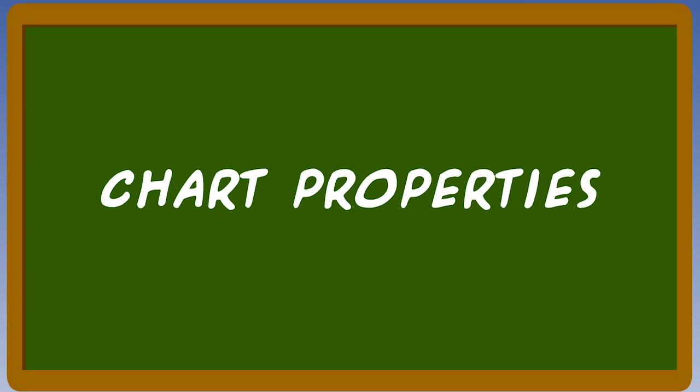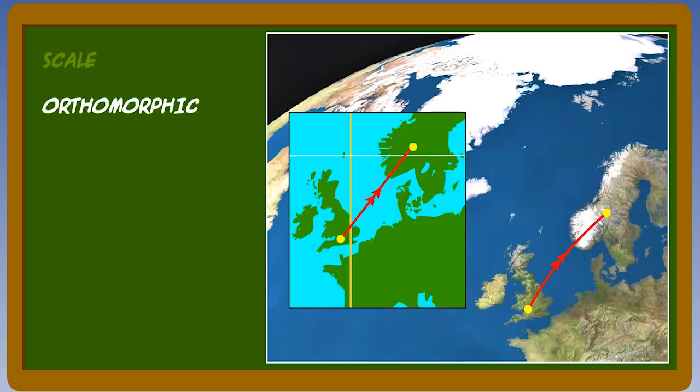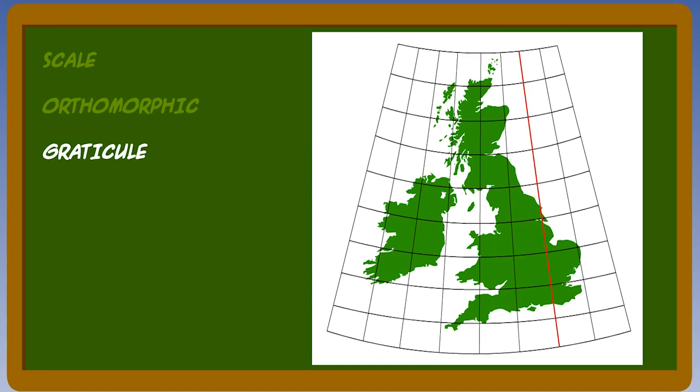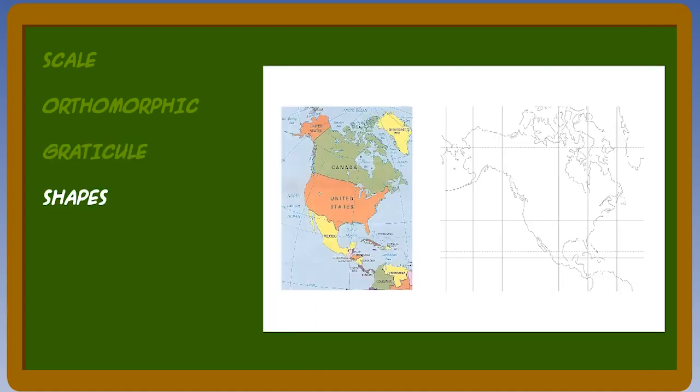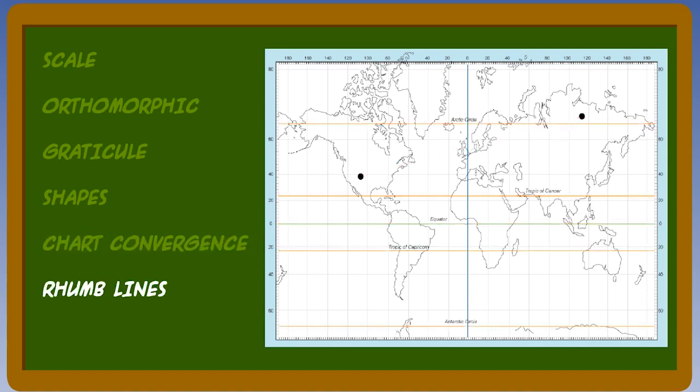The properties that we will examine when comparing the four types of chart projection will be the scale, where it is correct and how it varies over the chart, whether it is orthomorphic, the appearance of the graticule, are meridians of longitude and parallels of latitude straight or curved, are they parallel or divergent, and so on, whether the projection distorts shapes, and if so, how. The chart convergence, you will learn that this is not the same thing as Earth convergence. And finally, the appearance of rhumb lines and of great circles.